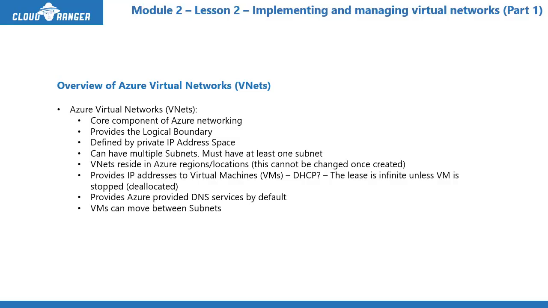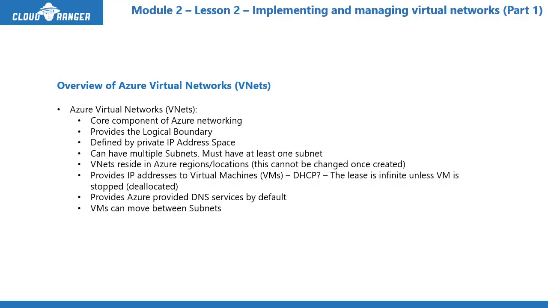So typically the way we select a region is the one that's closest to you or that serves your business requirements. If you're building your network over there, or the VNet over there, you've got to have it there. If you plan to move it, you can't, you'll have to destroy it. The other thing about virtual networks is that it provides the IP addresses to your virtual machines, or the VMs.